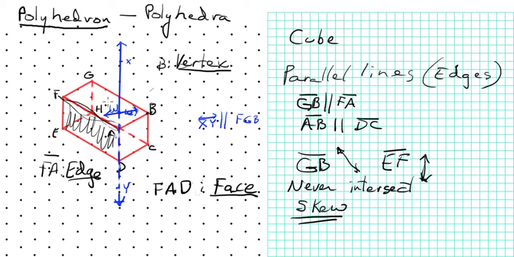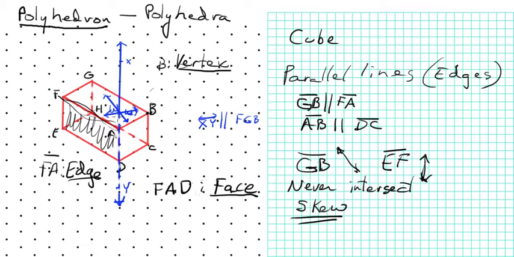Now what if I put another line through W, and that line went like this, and that line was also contained in plane FGB? Well, that line would also be perpendicular to XY.